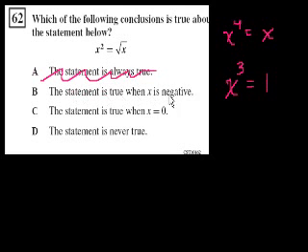The statement is true when x is negative. No, x can't even be negative. You can't take the square root of a negative number. You'd end up with imaginary numbers, and it just gets very strange. The statement is true when x is equal to 0. Sure, it could be 0.